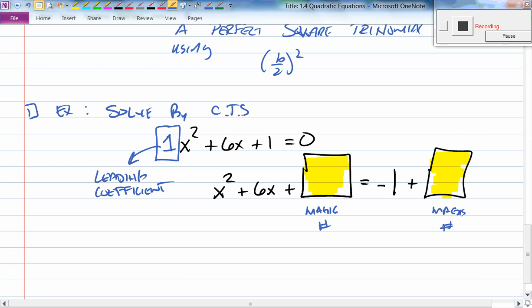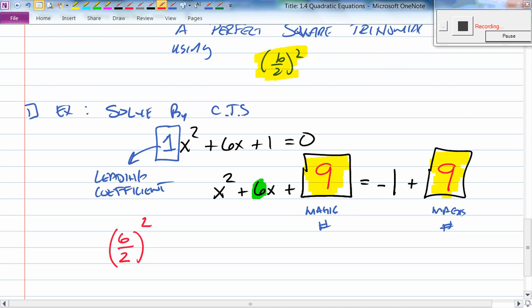And square? Yeah, now that magic number, right, comes from right up here. This b over 2 quantity squared. So what we're going to do is we're going to look at this. We're going to take a look at 6, okay? All right, we're going to say 6 divided by 2. We're going to take that value and we're going to square it. How much is 6 divided by 2? 3. 3 squared is what? 9. 9 is what I call the magic number.